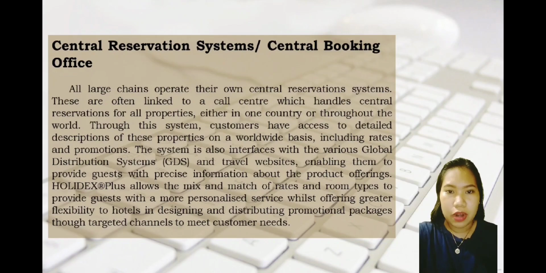Holidex Plus allows the mix and match of rates and room types to provide guests with more personalized services, offering flexibility to hotels in designing and distributing promotional packages through targeted channels to meet customers' needs.